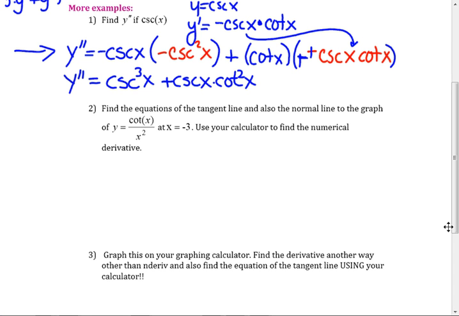Oh, okay, number 2, find the equations of the tangent line. Do you guys know what normal line is? Perpendicular. Normal means perpendicular. Put that in your notes. They might ask for a normal line on the exam. Remember how to find the perpendicular slope? Opposite reciprocal.